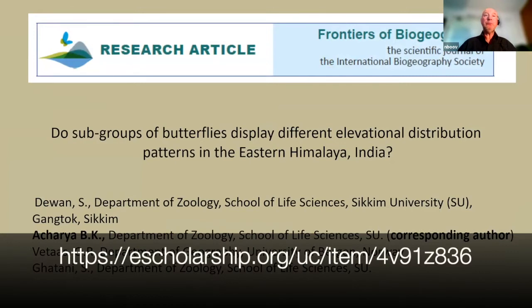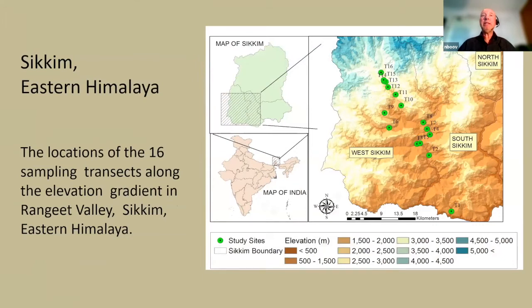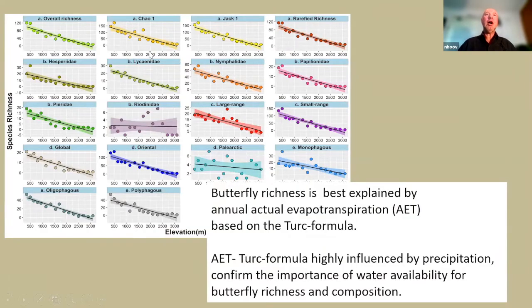Then we have another Himalayan group from Sikkim. Acharya is the corresponding author, and they ask the question, do subgroups of butterflies display different elevational distribution patterns in the Eastern Himalaya, India? They have empirical data from 6 different sampling transects, and they find the following. The different columns represent different types of species richness estimates, and the rows are different subgroups. As you can see, it's all very linear, decreasing with elevation. They also use environmental variables, and they find that annual actual evapotranspiration is the best explanatory variable. This way of calculating evapotranspiration is based on the Turc formula, which corresponds very much with the precipitation.